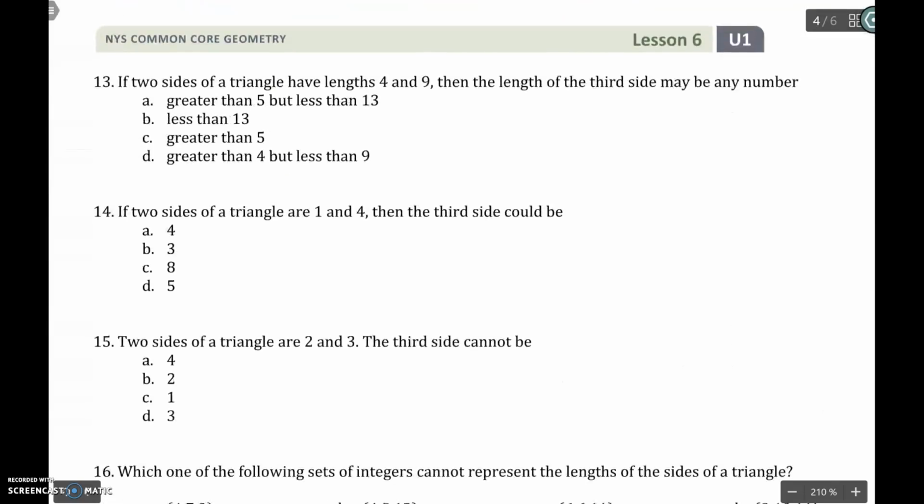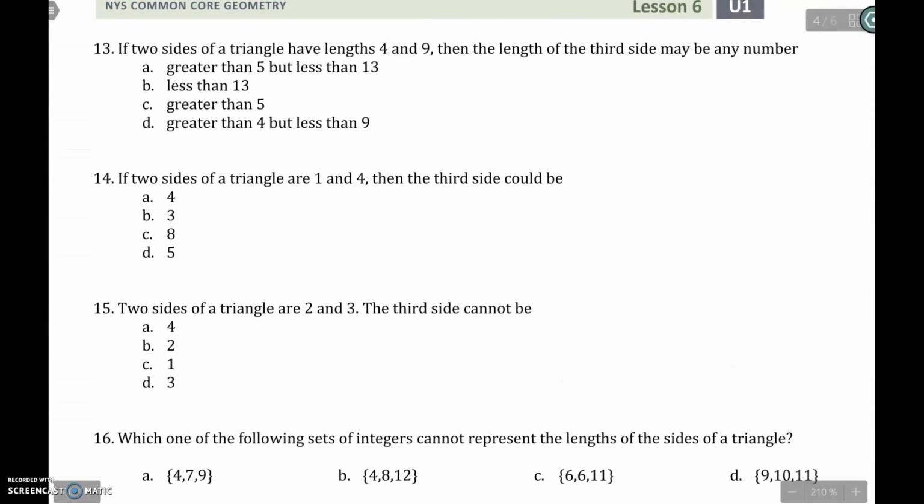Okay, and now the final concept. If two sides of a triangle have a length 4 and 9, the length of the third side, remember, it's between the difference and the sum, but it cannot equal either. So it must be a number between 5 and 13, but not equal. So that would be greater than 5, but less than 13.